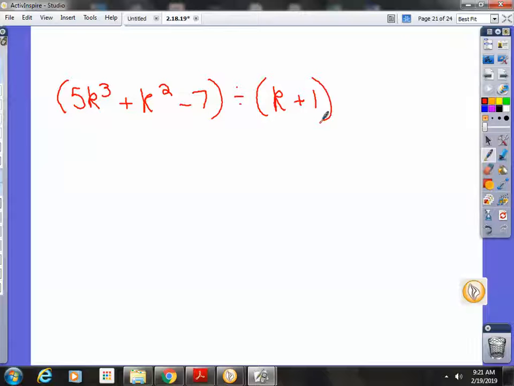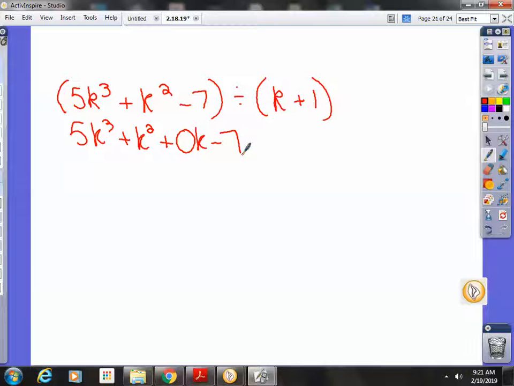Obviously we have a missing term, correct? Which term is it? K to the first. So we need to make sure we add that in. 5k cubed plus k squared plus 0k minus 7. We do need to add in that missing term. Every term has to be accounted for. Otherwise, synthetic division and even long division won't work.